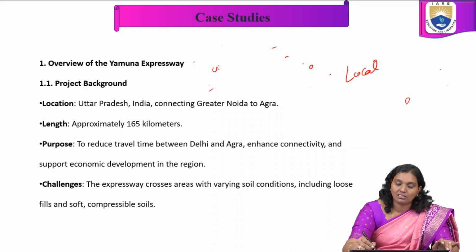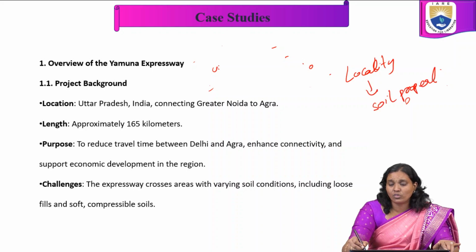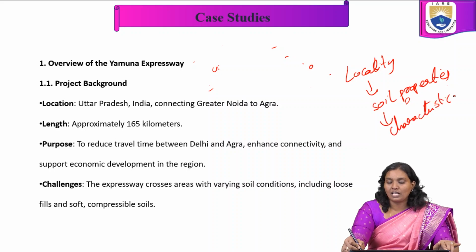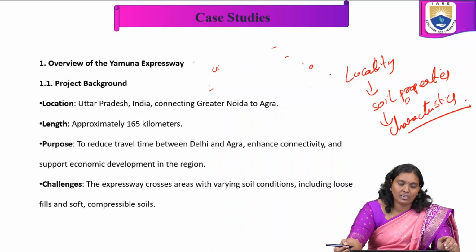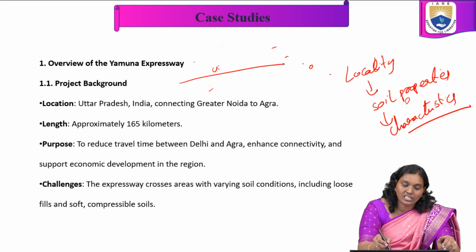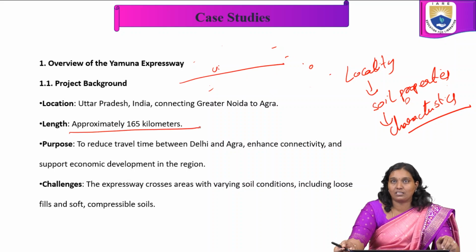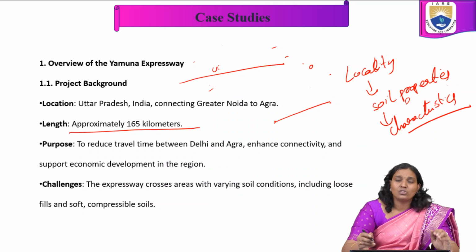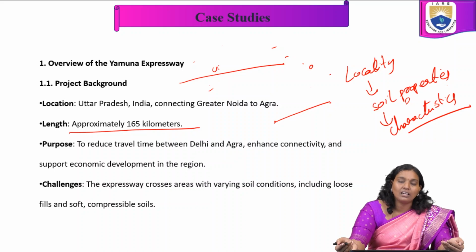The first one is the locality. From there only we will understand what kind of soil properties and other scenarios, and what characteristics are involved in that particular locality. In the complete stretch, approximately 165 kilometers, from the starting point to the ending point, we may not expect the same kind of properties. So what is the purpose of the project and what expectations are there on it? These are the involved parameters for construction of any project.